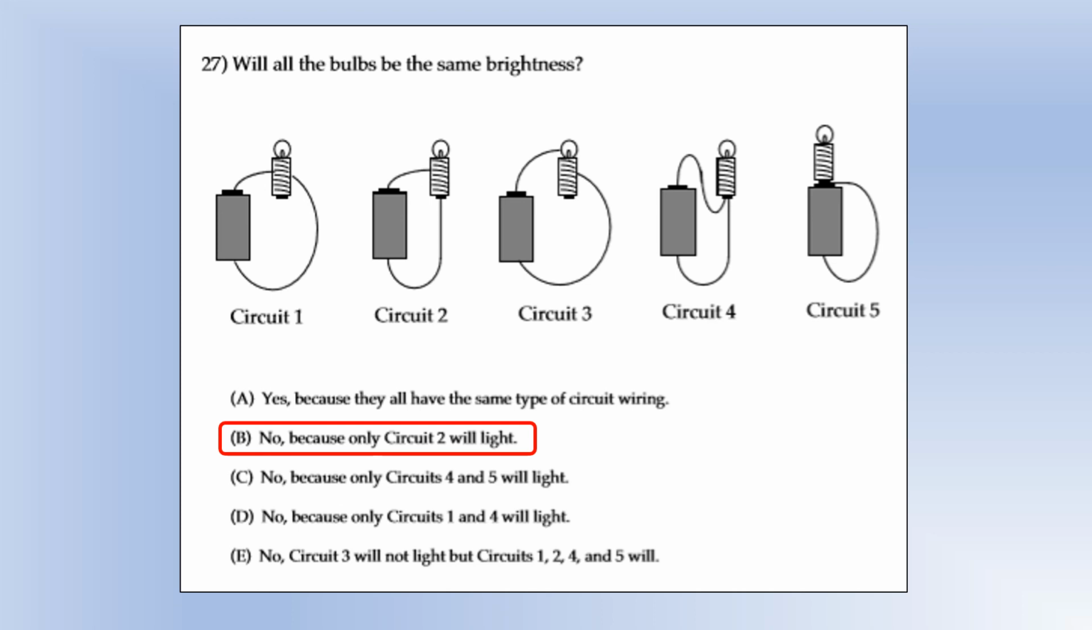Circuit 3, one of the connections is to the glass, not to the second terminal, so that's not going to work. Circuit 4, that bulb is not in the circuit because both of the wires go into the same terminal. And it's the same with circuit 5, that bulb is only connected in one location, that's not in the circuit.